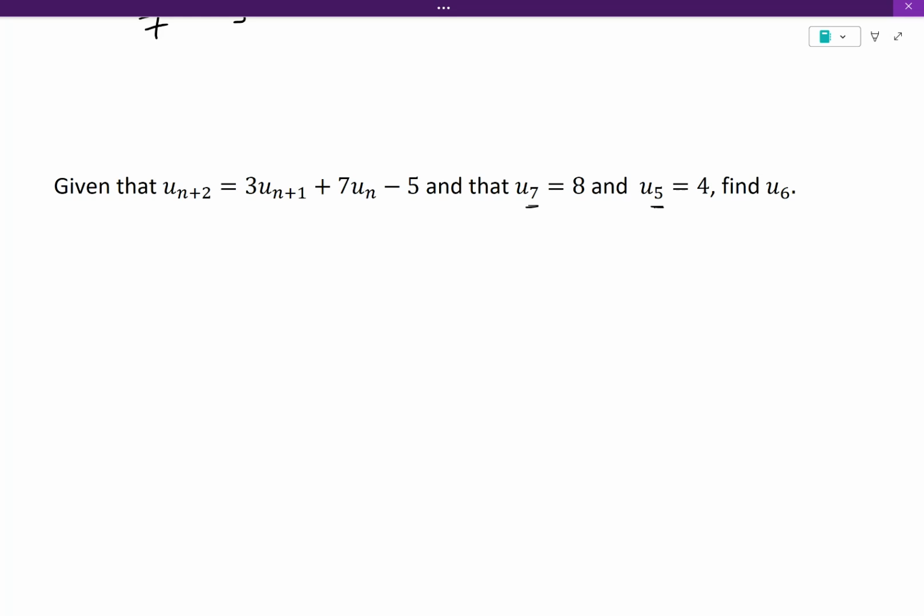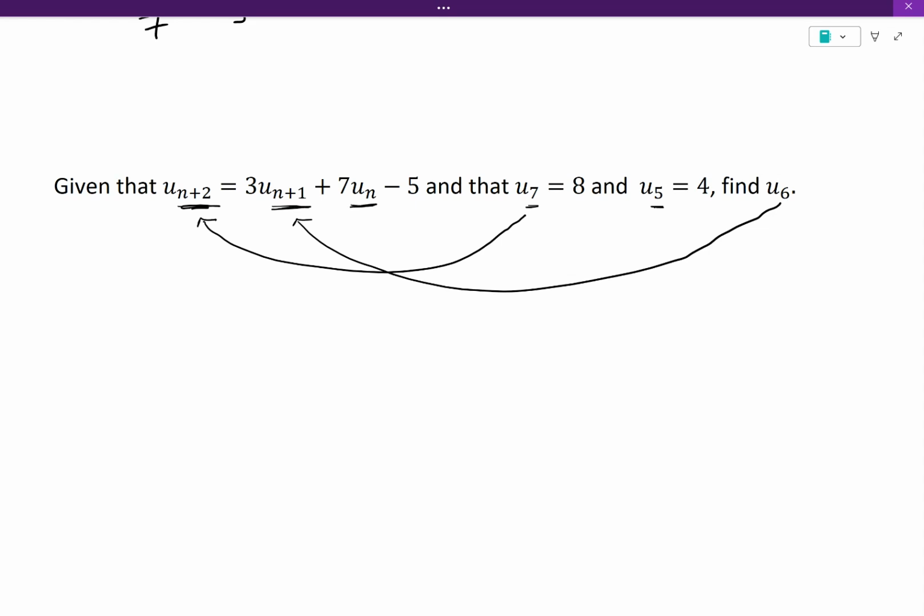Now we can still use this recurrence relation to do that because it's a second order one, because the difference between the highest subscript and the lowest one is 2. Therefore, we can have 2 non-consecutive terms providing they have a difference of 2 in the subscript, and use it to find the term between them. So this time, the n plus 2 is going to be the 7. Now the n plus 1, well, that's going to be the 6 that we're trying to find, the 6th term. And then the n in the un is going to be 5, like that.